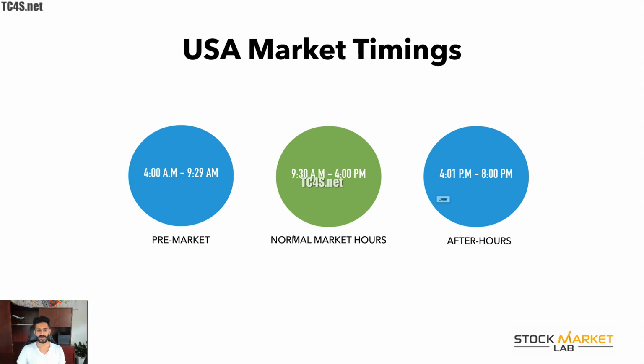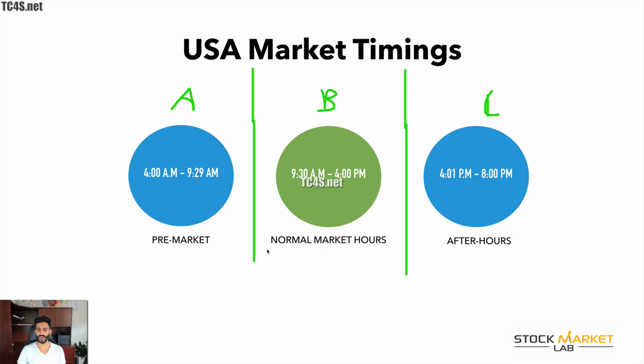Now, pre-market and after hours are basically the opening act, and then this is the main event. This is where most of the trading takes place. This is where you have the most trading happening. This is where the most action is happening. This is normal market hours. This is when the market actually opens and closes.